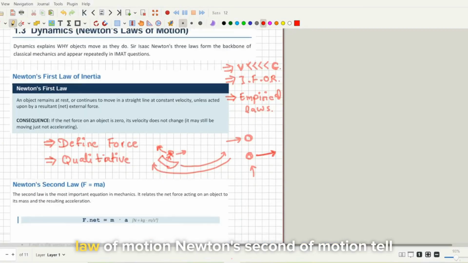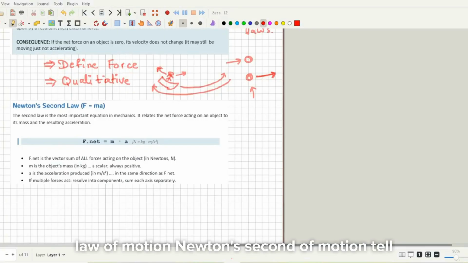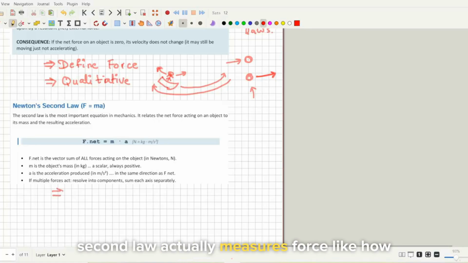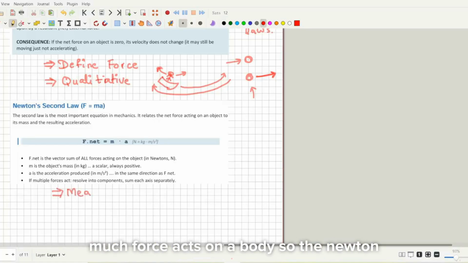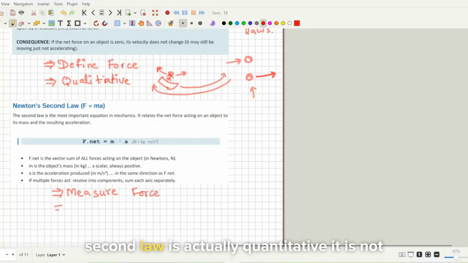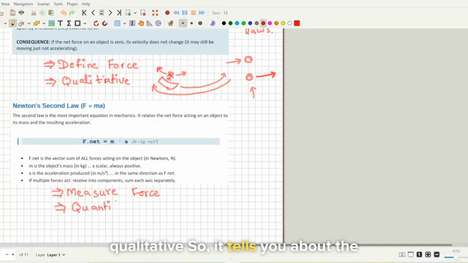And if we talk about Newton's second law of motion, it tells you what a force is. Force is actually a product of mass and acceleration. The net force, the total force, can be found by this formula, and it tells you how much force is acting. So Newton's second law measures force, like how much force acts on a body. Newton's first law defined force, and Newton's second law measured force. Newton's second law is quantitative, not qualitative, so it tells you about the quantitative nature of force.